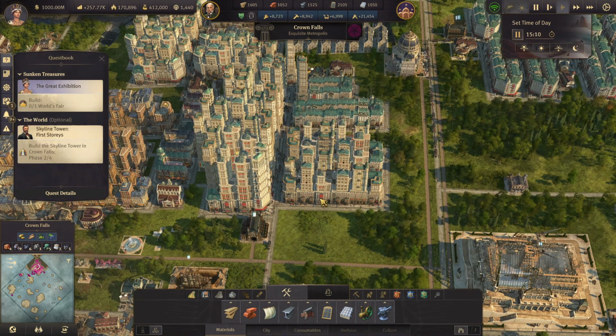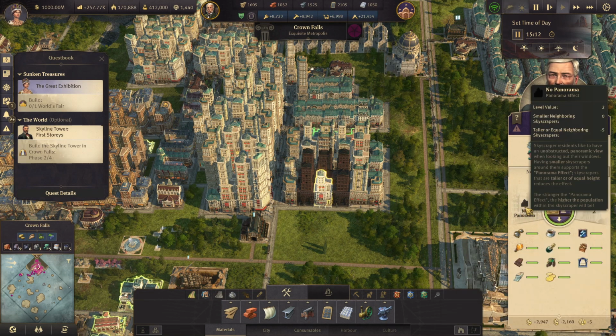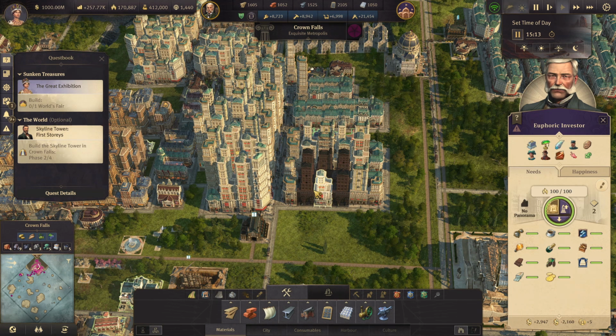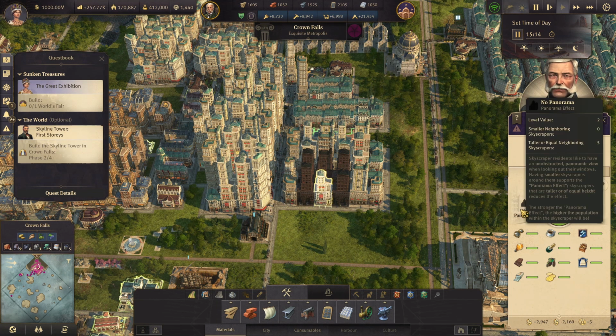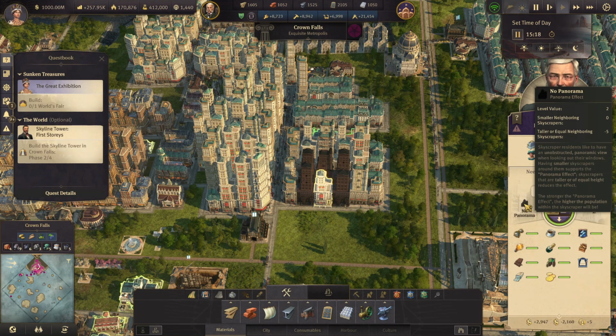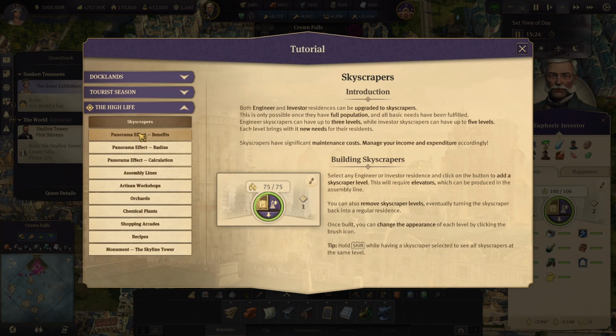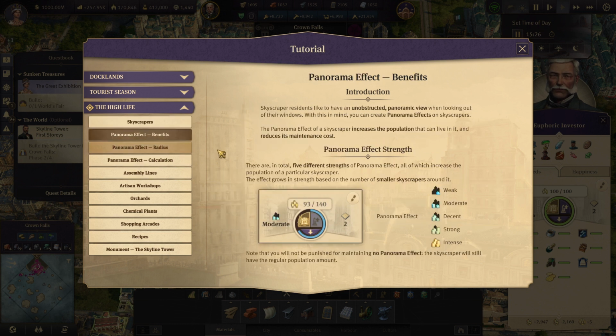So first of all, in terms of the panorama effect, this is what you can see here. The first time you have a skyscraper, you may be wondering what this is. When you get to a skyscraper, you can see its level on the right side, and then on the left side, the panorama effect with a small description and also the calculation. Now, the great thing that was introduced in Season 3 is that if you click here on the tutorial panel, they have actually given a bit of detail, and there are 3 pages for the panorama effect. So let's start a bit there.